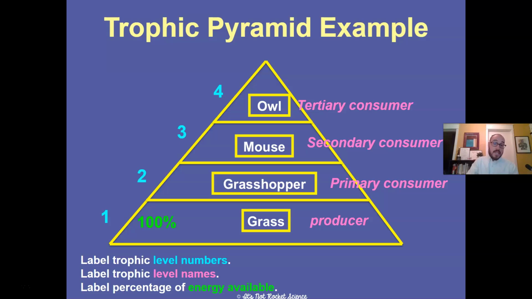So if the grass has 100% of the available energy, how much does the grasshopper have? 10%. Okay, so now the mouse is only going to have 10% of that 10%, which is going to be 1%. And now our tertiary consumer is only going to have 10% of that 1%, so it's only going to have 0.1% of the energy available to it.